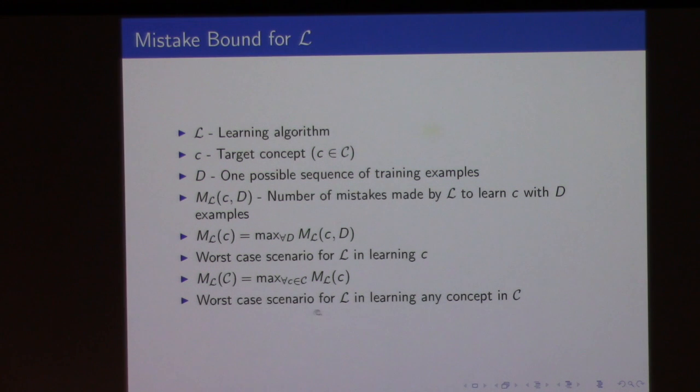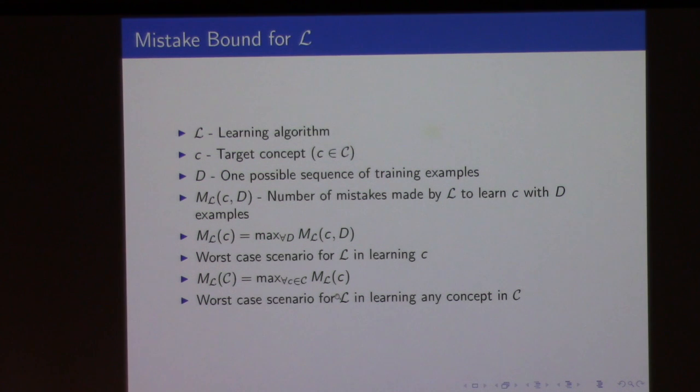So that is the worst case scenario for this learner in learning any concept in C. That is a number you want to measure. Then you can really understand how good this learner is, how good this learning algorithm is. Of course, you can't measure it because there are too many possibilities you have to evaluate, but we can at least get some bounds. So I'll come to that.